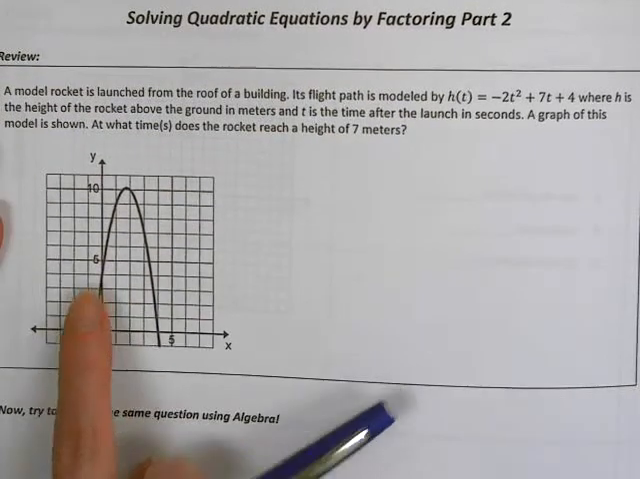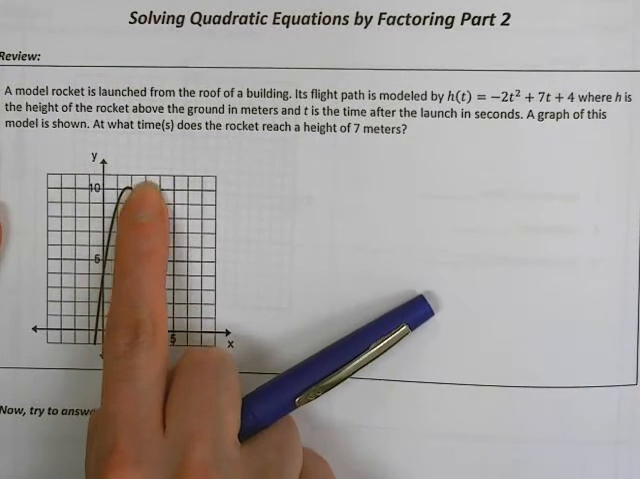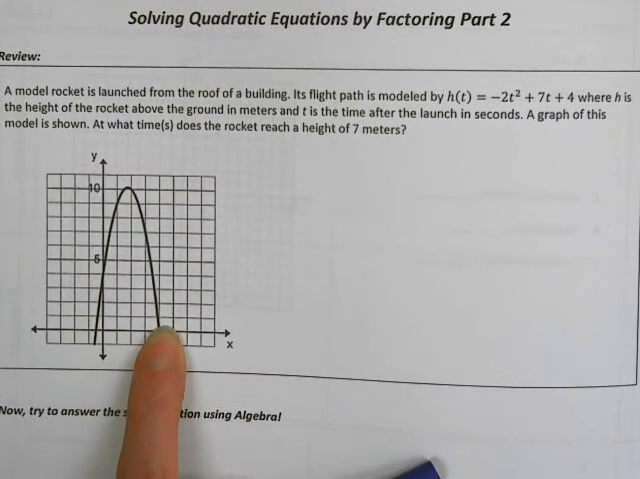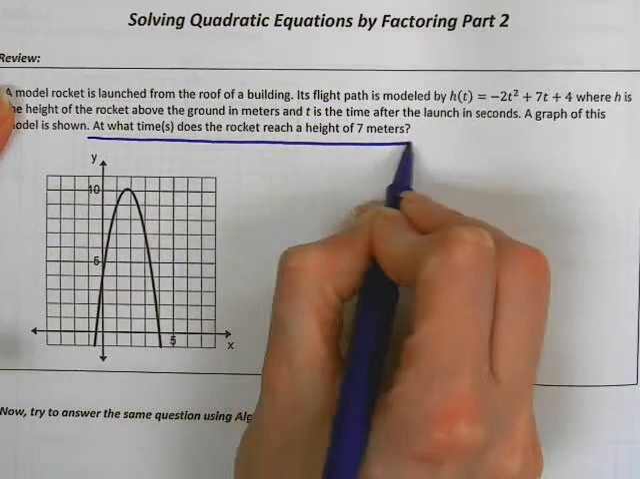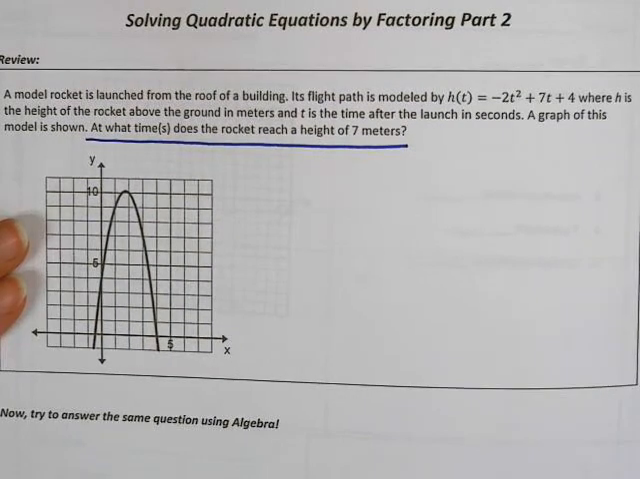So a model rocket is launched from the roof of a building. It goes up in the air. There's the equation. It comes back down and hits the ground at some point. At what time does the rocket reach a height of 7? So see if you guys can answer that question. Now, we gave you a graph, so just look at the graph.